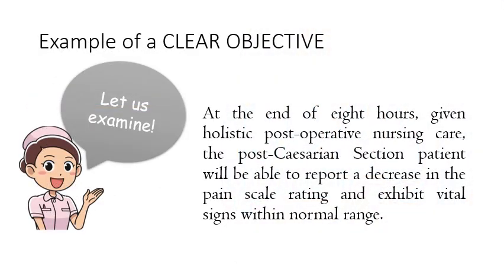So let's take a look at an example of a clear objective. Let us examine this one. Please read with me. At the end of 8 hours, given holistic post-operative nursing care, the post-cesarean section patient will be able to report a decrease in the pain scale rating and exhibit vital signs within normal range. First question. Is this specific? Well, yes. We definitely know what the nurse wants to do for the patient.